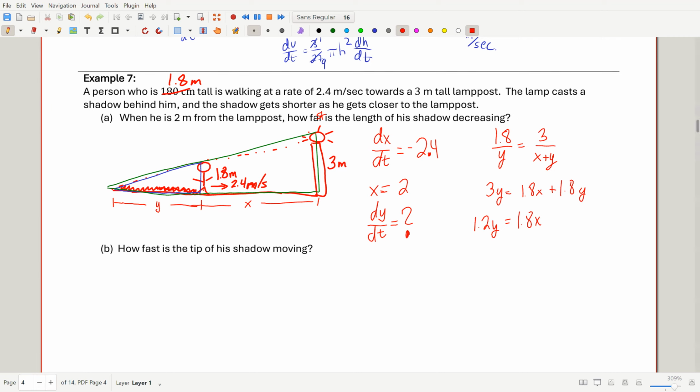And from there, it's just a matter of taking the derivative, which is super easy. Remember, we're taking it with respect to t, so every time we work with a variable, it has to get chained with that variable's dt. So the derivative of 1.2y is 1.2 dy dt equals 1.8 dx dt. Boom.